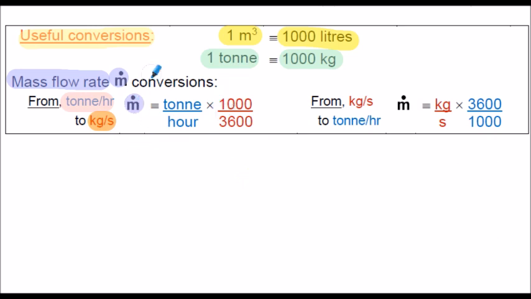We're given a mass flow rate having the unit of ton per hour. To convert it to the unit of kilogram per second, we multiply by 1,000 and divide by 3,600. Conversely, if we want to convert a mass flow rate from the unit of kilogram per second into ton per hour, then the conversion used is multiply by 3,600 and divide by 1,000.